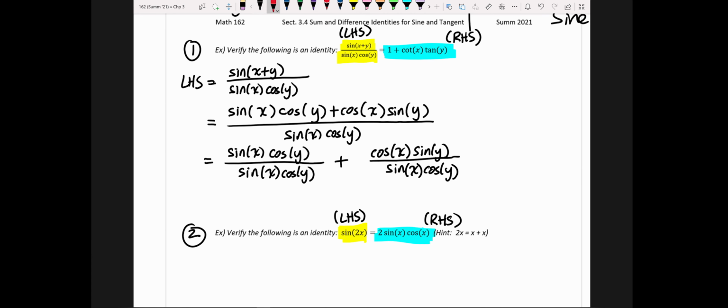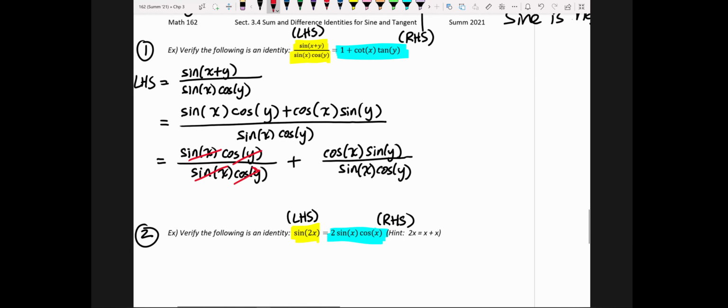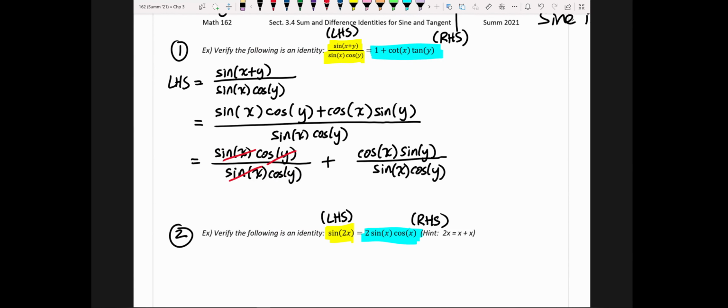As Justin explained, the first term simplifies to 1. Anything divided by itself is 1. Okay. Let me move that down. And then here we have matching input. So cosine over sine is cotan. Sine over cosine is tan. So that's using the tan cotan identities.